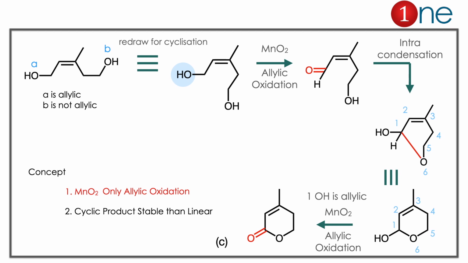Here ring formation is favored because of its extra stability. So a new 6-member ring is formed. And you have again an allylic alcohol. If you look at the OH, it's an allylic alcohol. So again it will get oxidized. So if you read it nicely, you have the product C. Here 2 allylic oxidations occur and 1 ring closure occurs. So the concept you have to learn here is MnO2 only oxidizes allylic groups and a cyclic product is more stable than the linear.